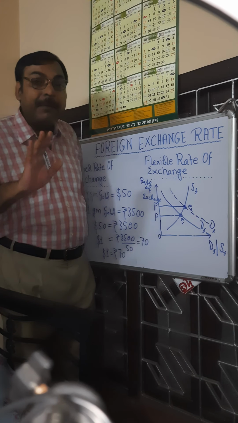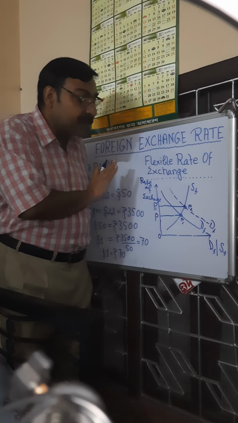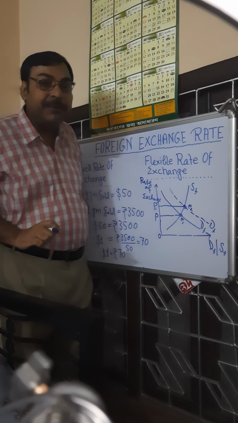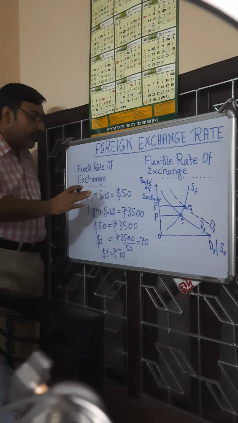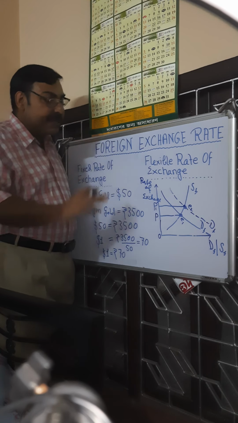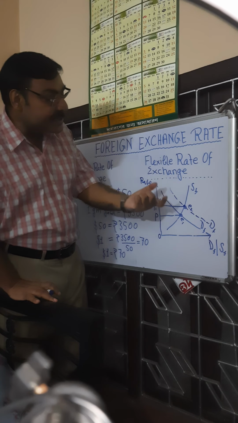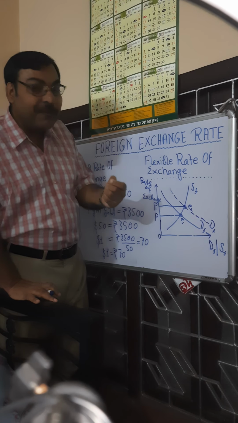Everything is determined by market mechanism. It is not administered or fixed up by the government. What are the merits and demerits of the fixed exchange rate system? And what are the merits and demerits of the flexible rate of exchange?